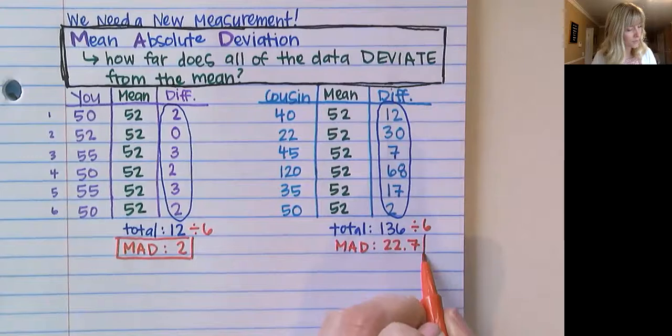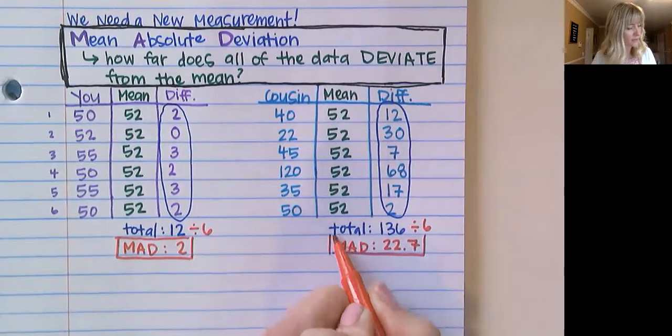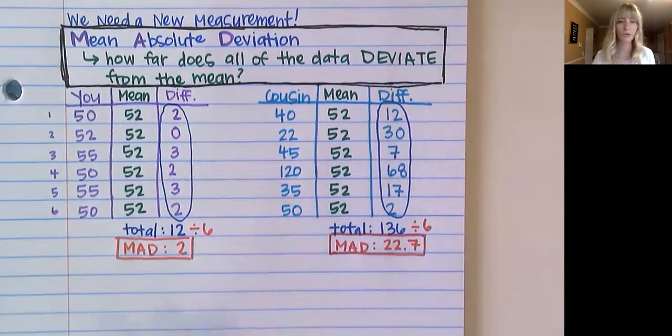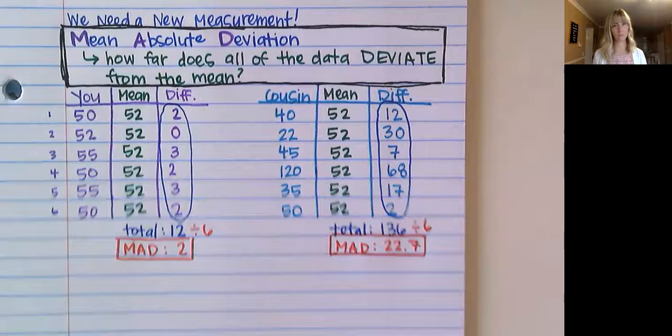Now, I hope you notice right away that your cousin has a much larger MAD than you do. Your cousin has a much larger mean absolute deviation. So the question is, what in the world does that mean?